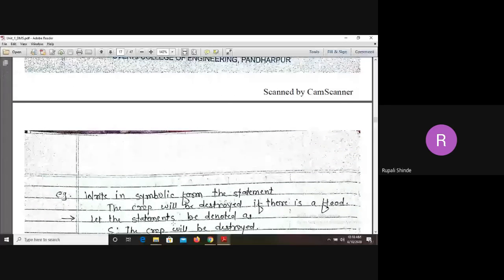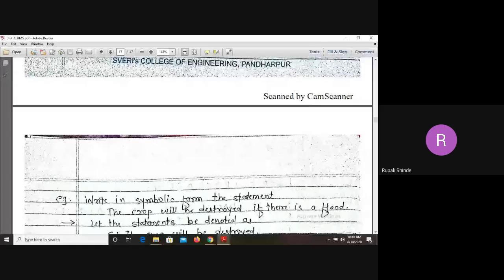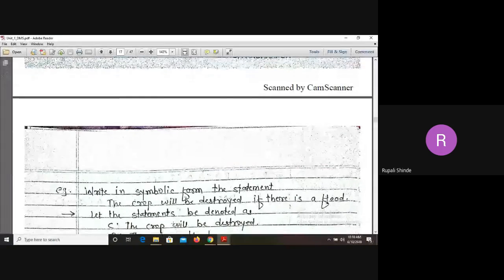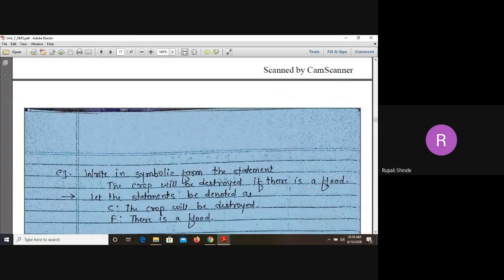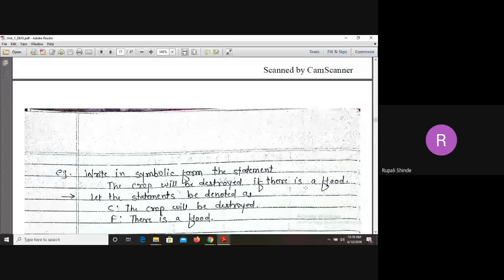Okay, so here you have to convert this statement into symbolic form. What is this statement? The crop will be destroyed if there is a flood. First of all, tell me how many atomic statements are in this statement? Two. So first we can say that the crop will be destroyed, that is one statement. And there is a flood, this is the second statement. Okay. So to convert this into symbolic form: the crop will be destroyed if there is a flood, so we can say that if there is a flood, then the crop will be destroyed. So F conditional C. This is the correct symbolic form.